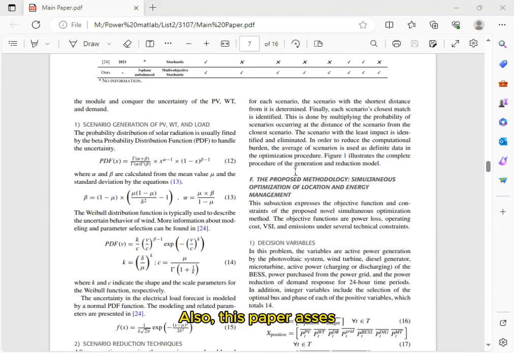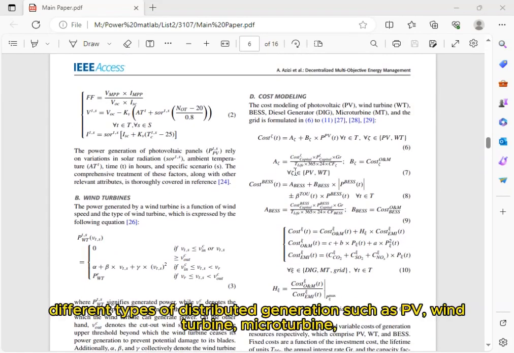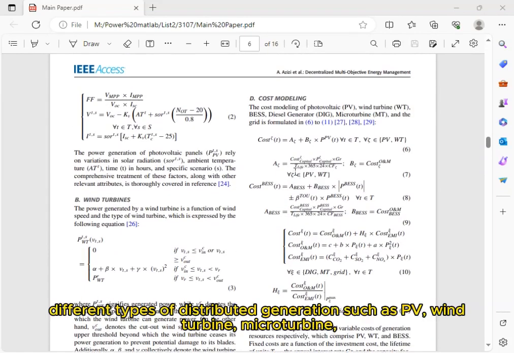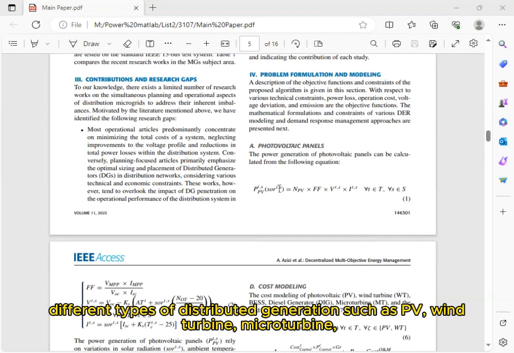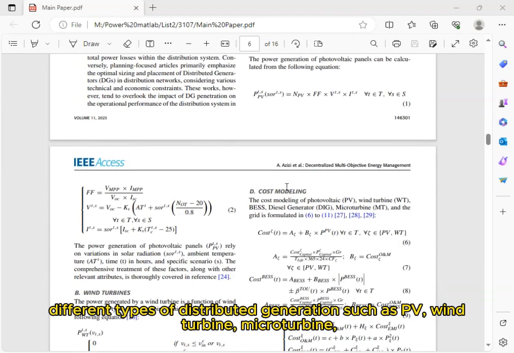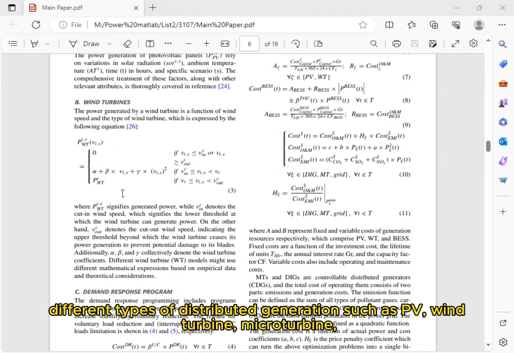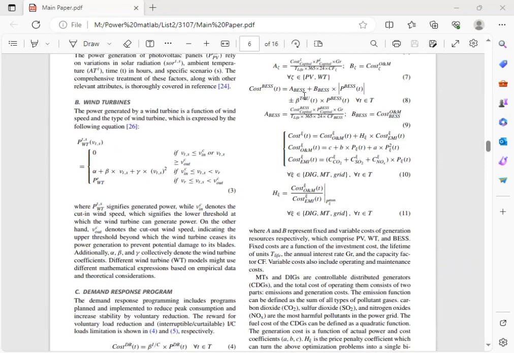Also, this paper considers different types of distributed generation such as PV, wind turbine, microturbine, diesel generator, and BESS, the battery energy storage.